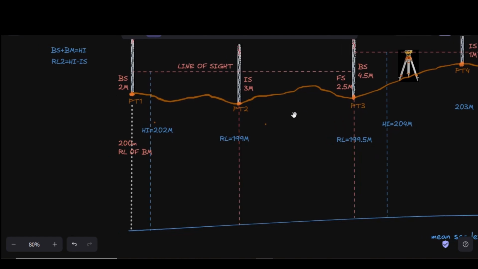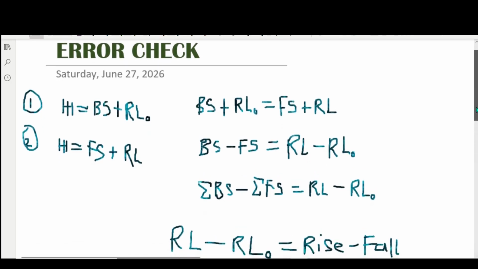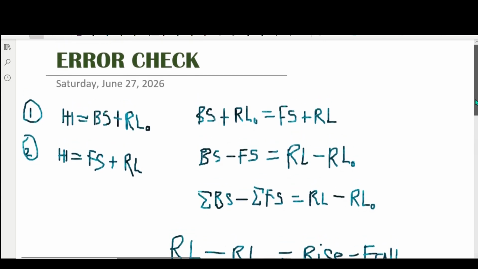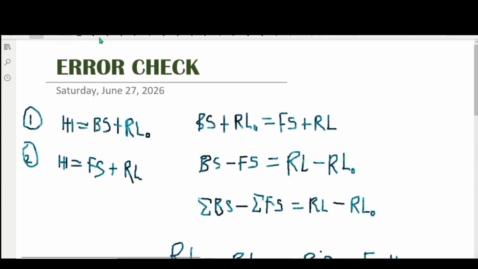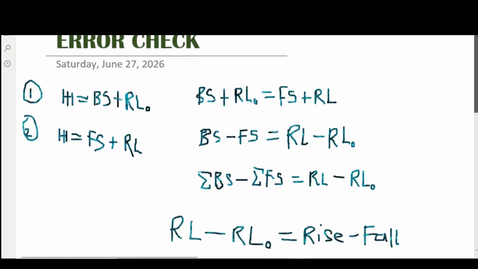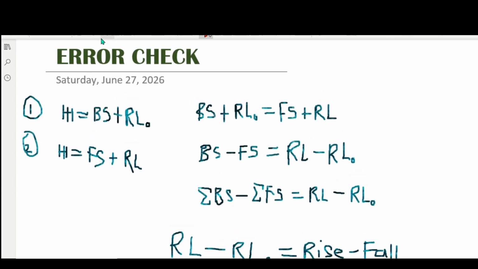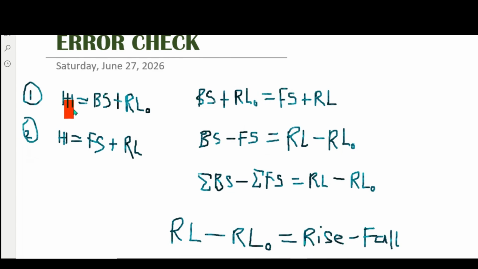Same thing for the rise and fall method. All right, so let's get back to our notes. It's self-explanatory. I did this before, but the recorder was having some faults, and so I have to do it this way. All right, so it's error check. Remember what I said. The height of instrument here gives us backside reading plus initial reduced level.